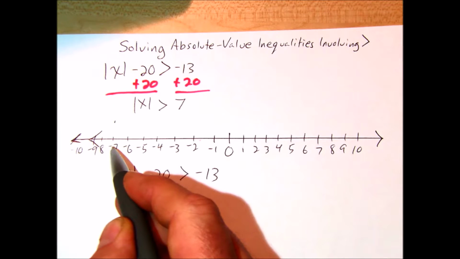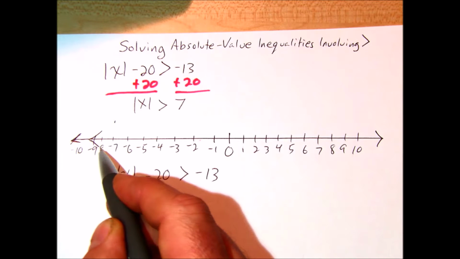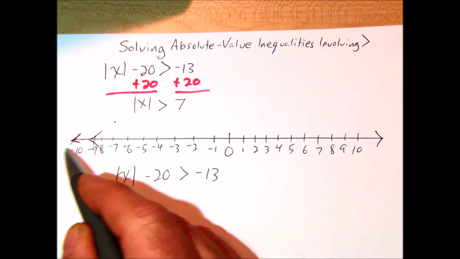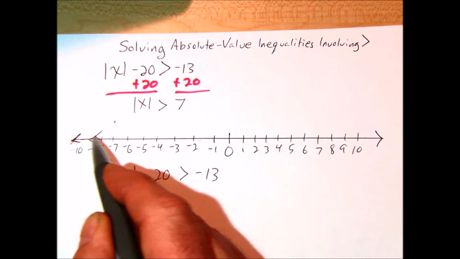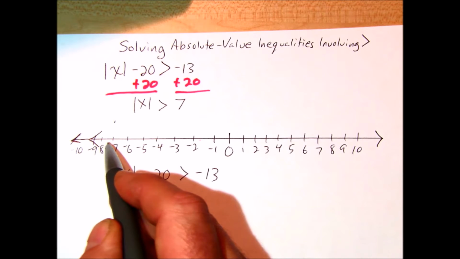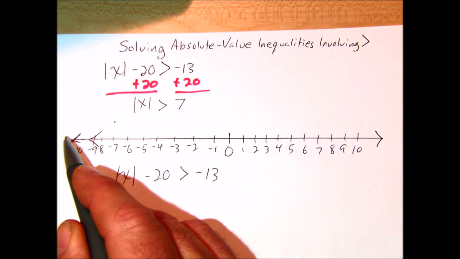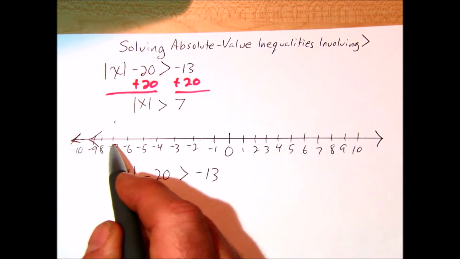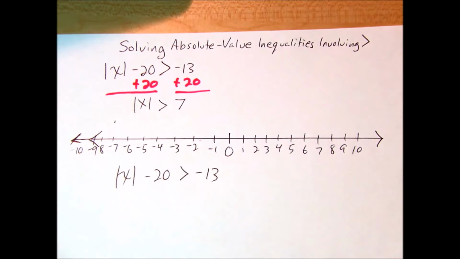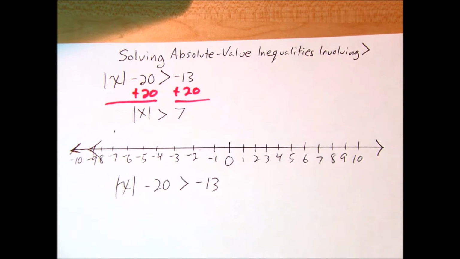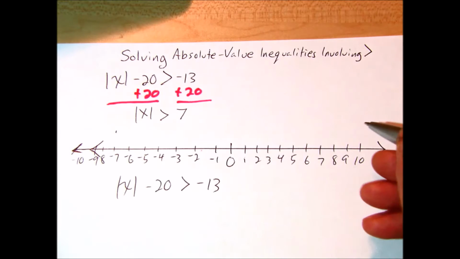or less than -7. So going this way, these values are getting smaller than -7, and they're further away, so they're a greater distance than 7 units from 0. So we write our compound inequality.